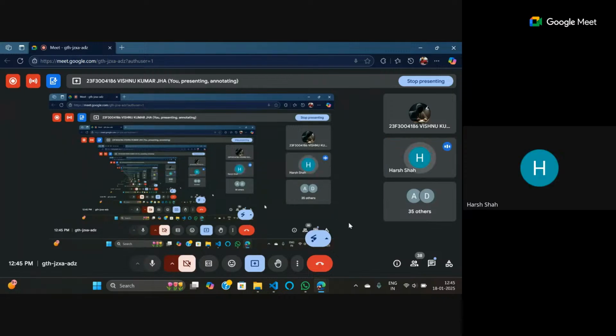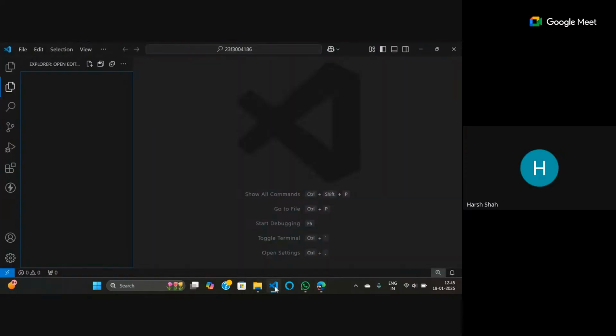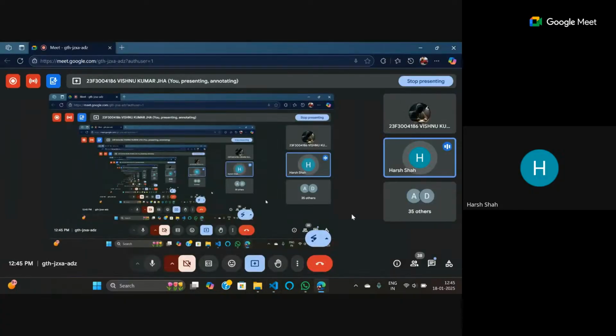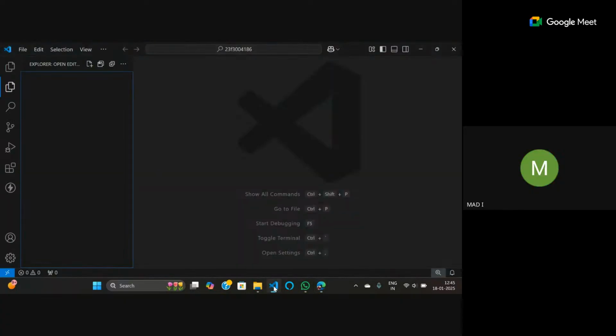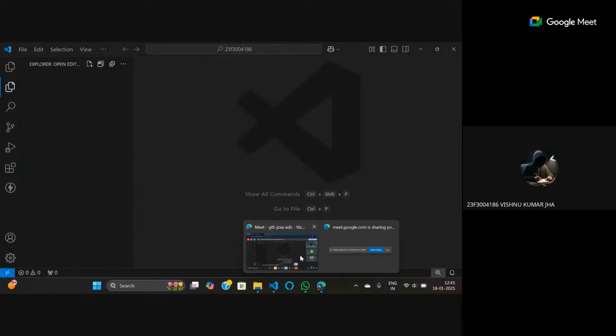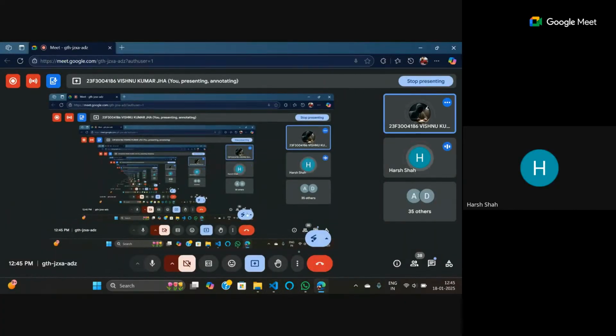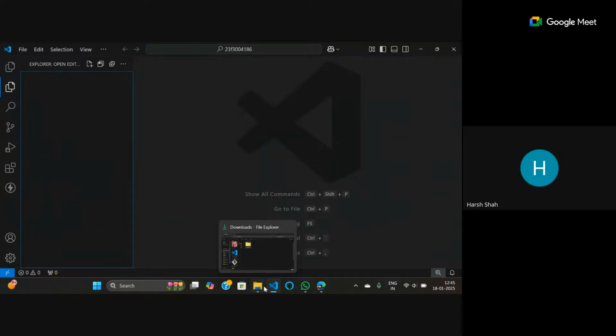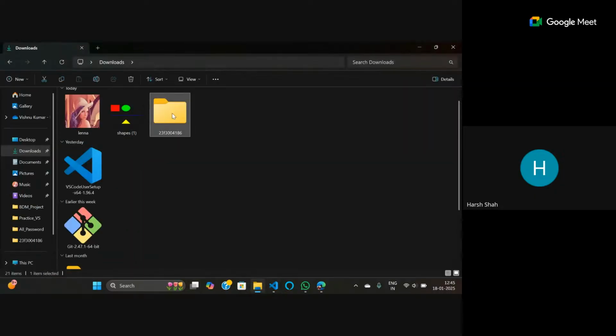I think the folder has been opened. You just need to select the first icon, not the second one. Can you repeat it again? Select the first one. No, no, the folder is okay.